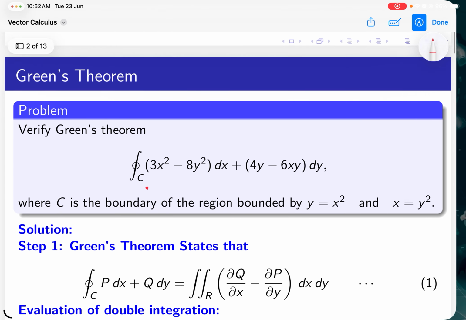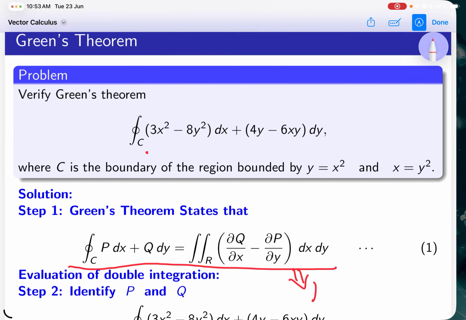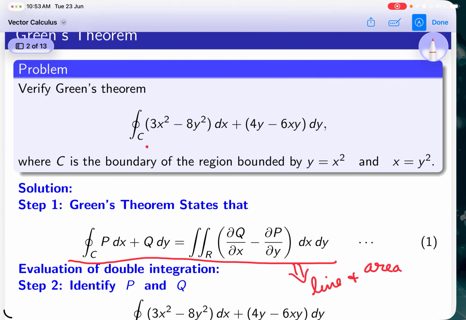Before we solve the problem, first I am going to write the statement of Green's theorem. Green's theorem states that the integral over C of P dx plus Q dy equals the double integral over R of (dou Q by dou x minus dou P by dou y) dx dy. You can mark it as equation number 1. Generally, Green's theorem is the relationship between a line integral and an area, in the sense of a double integral over R.